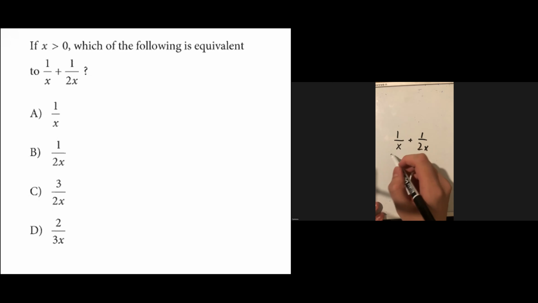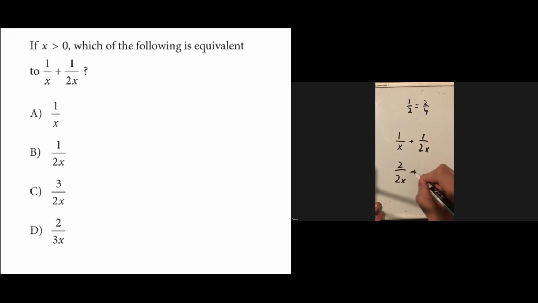So here we would have 2 over 2x, and this right side stays the same, so plus 1 over 2x. And so 2 plus 1 equals 3, and the denominator stays the same, so 3 over 2x. So the answer choice here would be C.